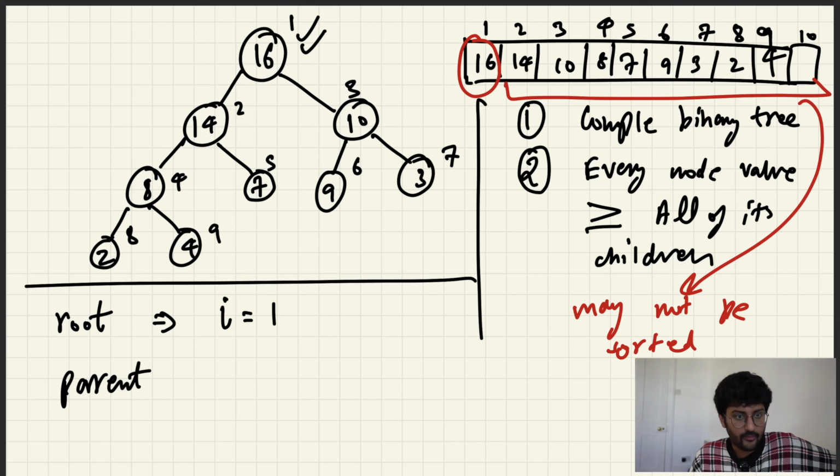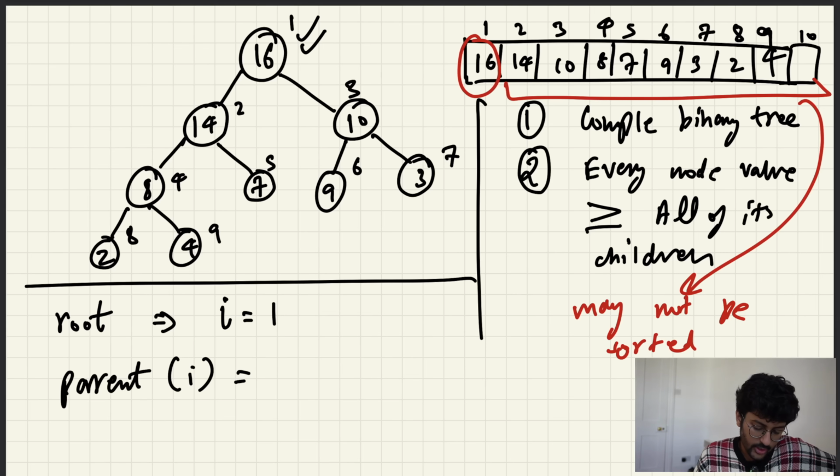Parent of a node I is going to be equal to what? You tell me. So let's say we talk about index number 5 over here. What is the parent of 5? 2. What is the parent of 4? 2. Okay. What is the parent of 8? 4. What is the parent of 9? 4.